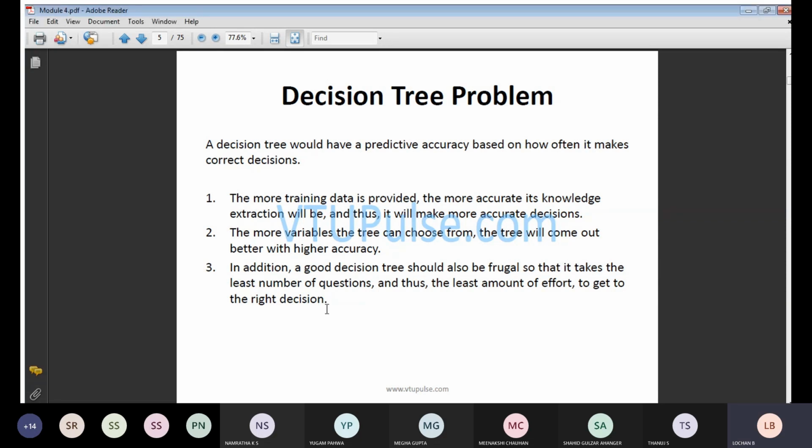So the more variables the tree can choose from, the better the tree will come out, with higher accuracy. One simple example I'll give: how hard you work for your examination, definitely that much of a percentage you will be getting. For example, if you study from the starting semester till the examination, you will probably get more than a 9.5 CGPA. Yes or no?